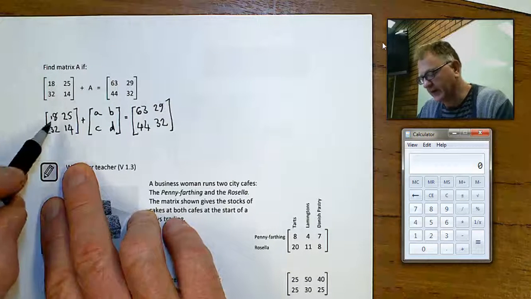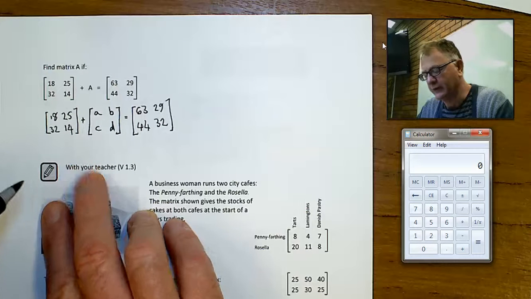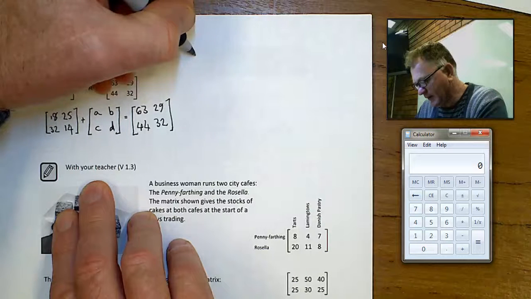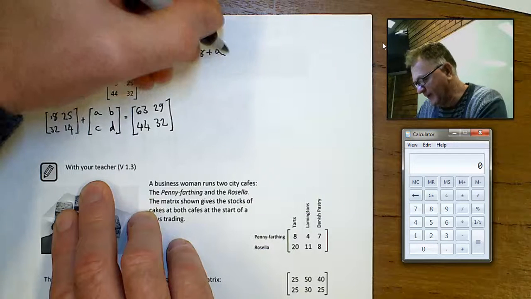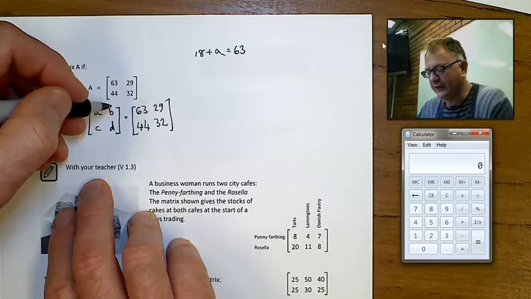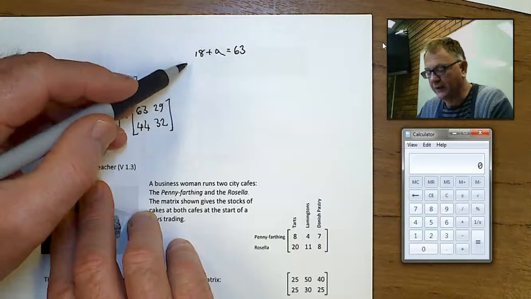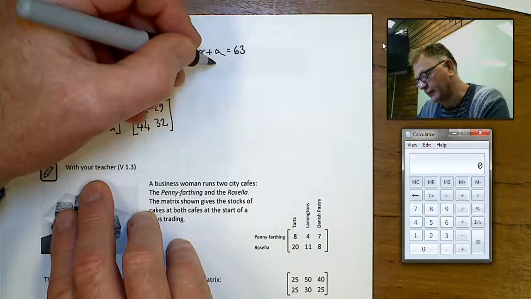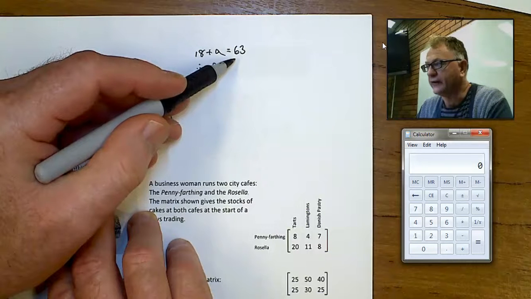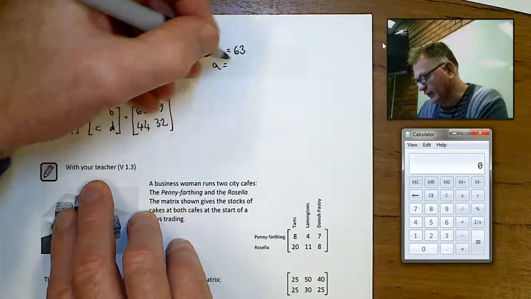Now you can see that 18 plus A equals 63. So off to the side we might record all of these and we'll just solve them as little equations. 18 plus A equals 63. Now if you want to work out what A is, you could solve it as an equation. We've got 18 plus A, you want to get rid of that 18, you'll take it away from both sides. Take 18 away from this side and we're just left with A as we'd like. Take 18 away from this side and we'll have 63 minus 18 equals 45.